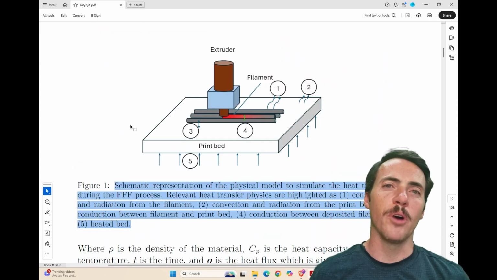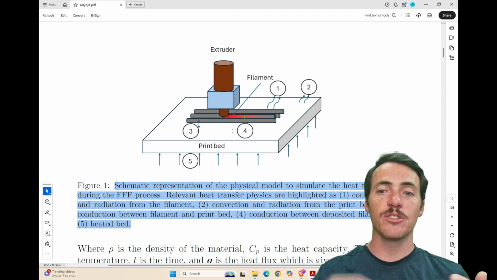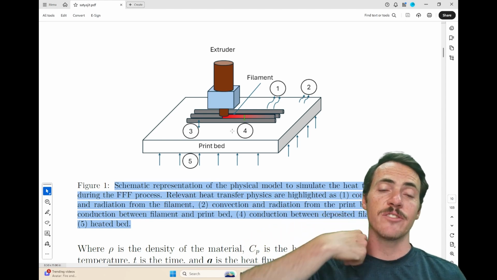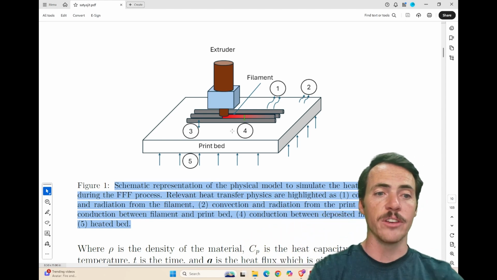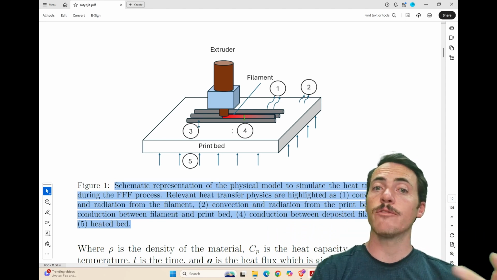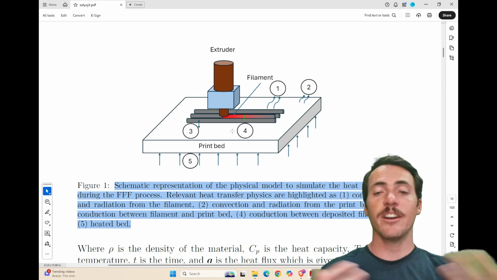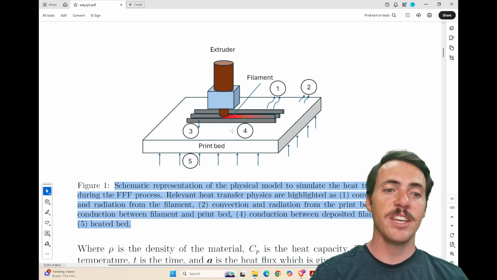So what does their model actually use, right? It's actually pretty complex. Here's an example of the physical model that they use to simulate heat transfer. They're considering all the things, right? Convection, radiation from the filament, convection and radiation from the print bed. You've got conduction between the filament and the print bed, conduction between the deposited filament and the heated bed itself.